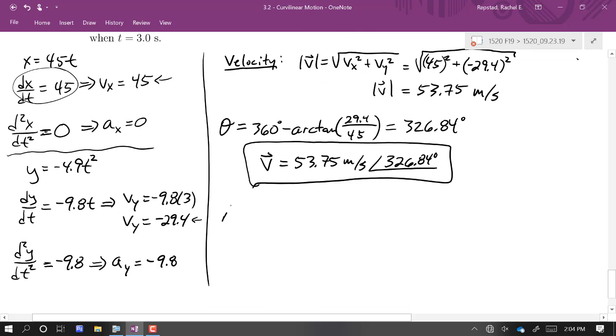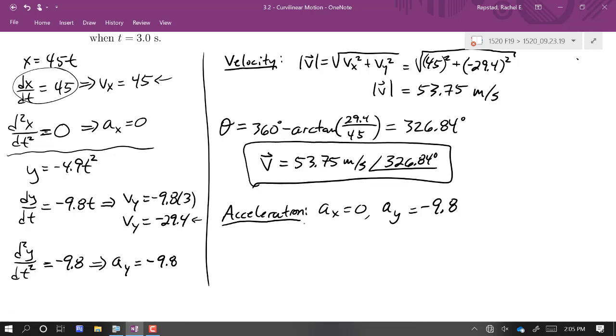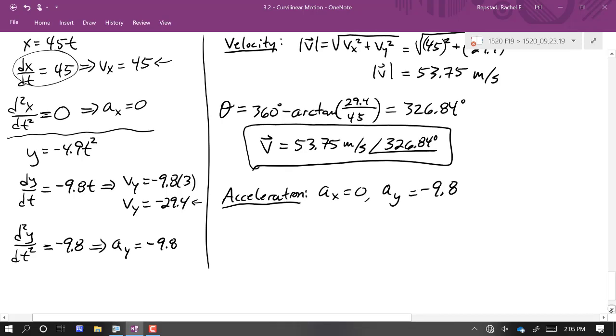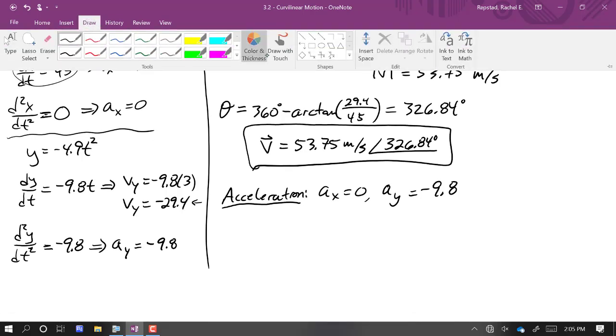Now the next one, acceleration. Our x component was 0. Our y component is negative 9.8. You can go ahead and use Pythagoras if you want, but what's the magnitude going to be? It's 9.8. And we'll have a hard time using arctan to get the direction, but good news for us is I think there's a much easier way to find it.